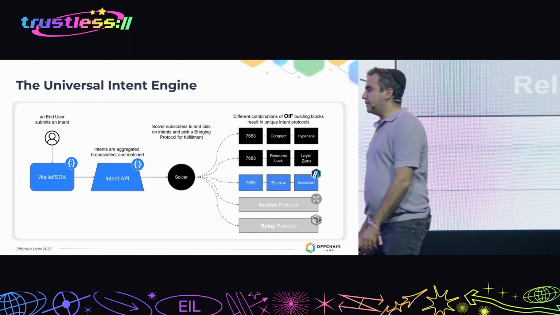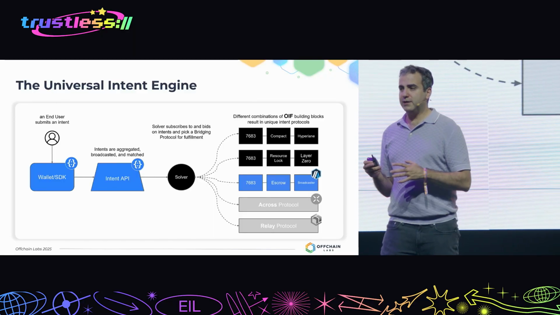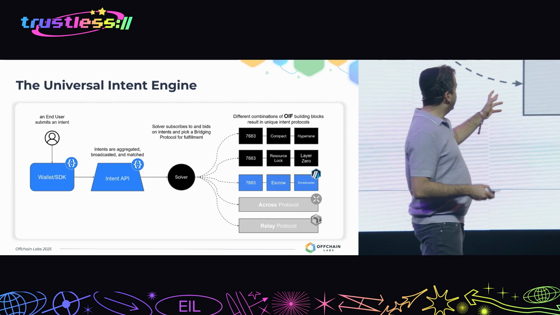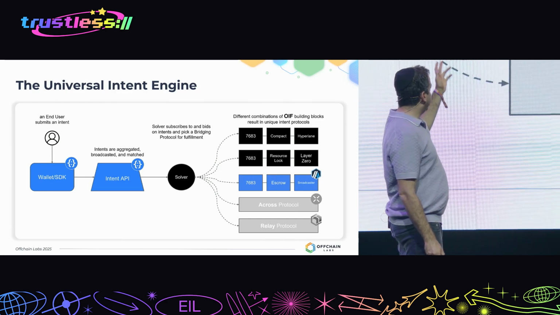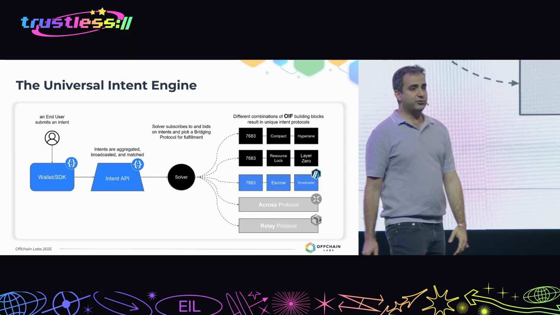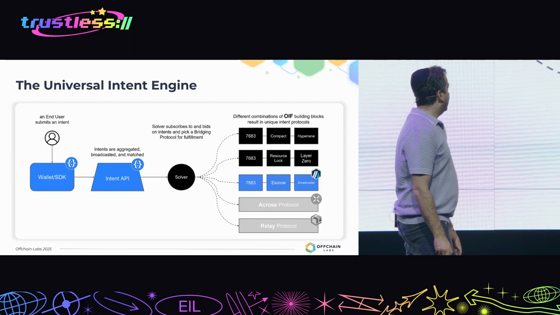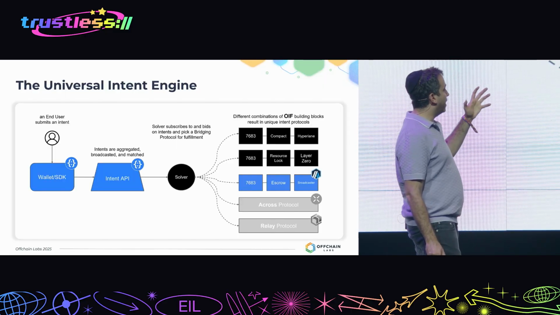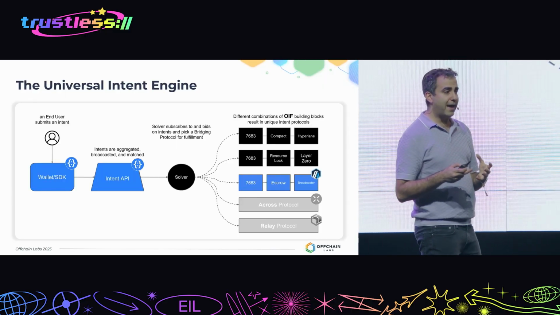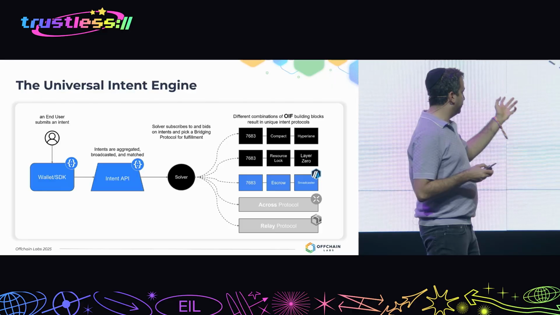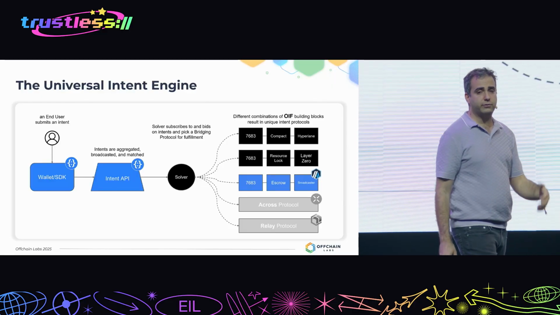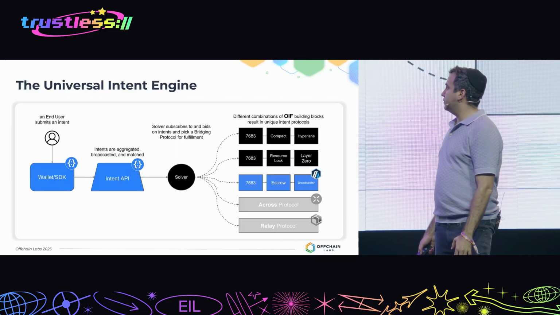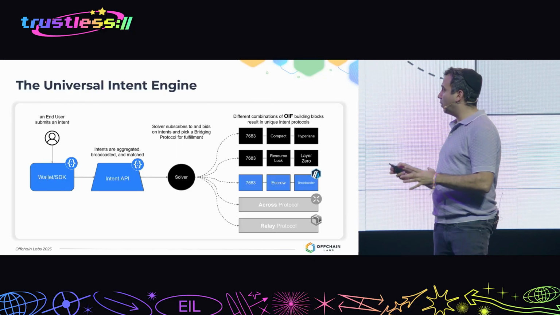So we're also building something called the Universal Intent Engine. The Universal Intent Engine pairs very well with the OIF, the Open Intent Framework. So over here on this side, we have the OIF. What the OIF does is standardizes around 7683 the messaging format for intents, and it defines how we lock those funds in the escrow, and it also defines how we go ahead and broadcast those messages back. And you can combine different pieces, and you can also use services like Across and Relay that go ahead and do that for you.